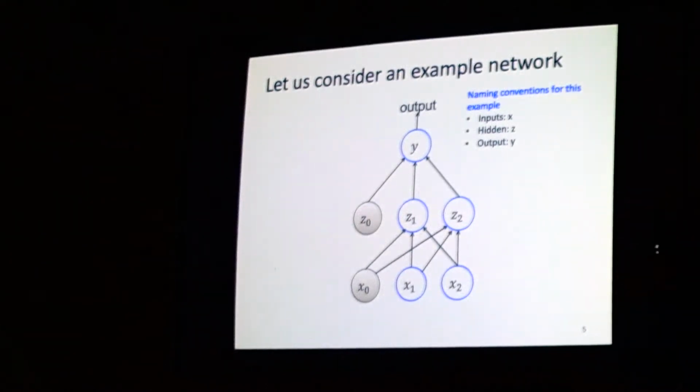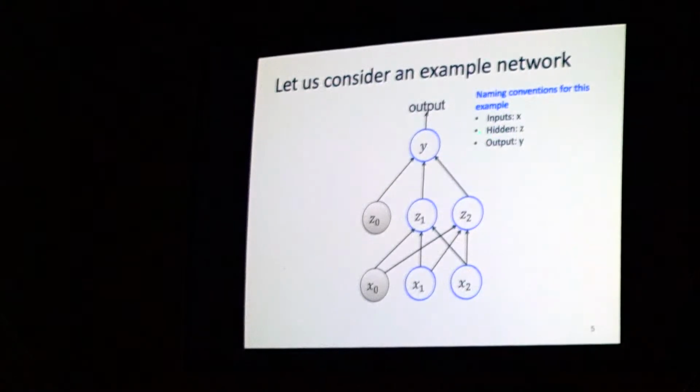First, we're going to use this vector x to represent the input. You can view it as the vector which consists of all the values or neurons in the input layer. Then we use this vector z to represent the collection of the hidden neurons in the hidden layer, including z0, z1, and z2. And finally, we use y to denote the final output neuron of our neural network.